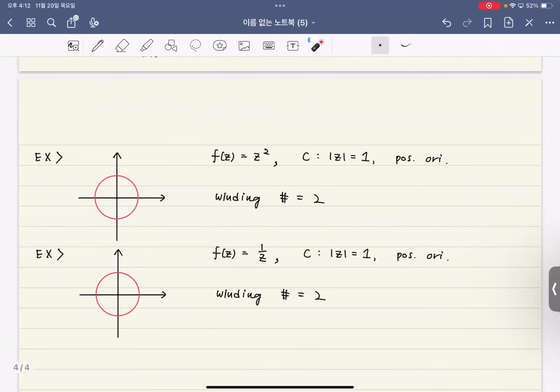What about this? This is 1 over z. As we traverse the original curve in the positive direction, the image curve is actually winding around the origin in the negative direction. So we can easily expect the winding number to be -1. You can get the same conclusion because inside this region there is one simple pole at the origin, and therefore, by the previous theorem, the winding number should be -1.